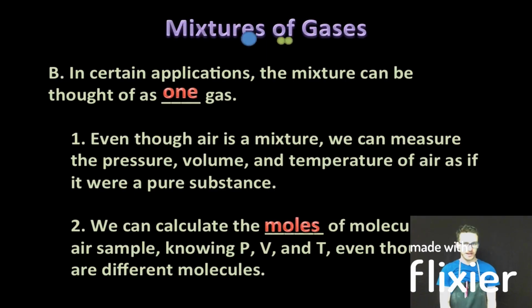Now, in certain applications, you can think of the mixture as just one gas. So, for example, even though air is a mixture, we can measure the pressure, the volume, and the temperature of air as if it were a pure gas, if it were a pure substance. And we can then calculate the number of moles of molecules in an air sample, knowing pressure, volume, and temperature, even though they're different molecules.